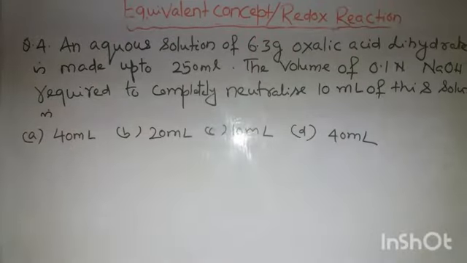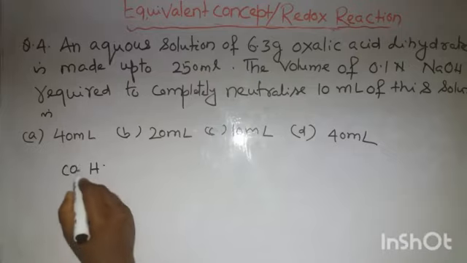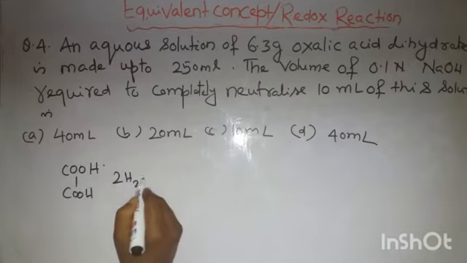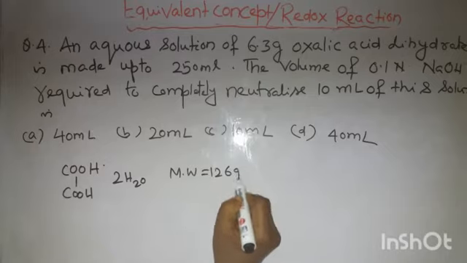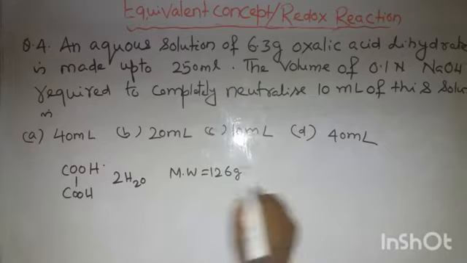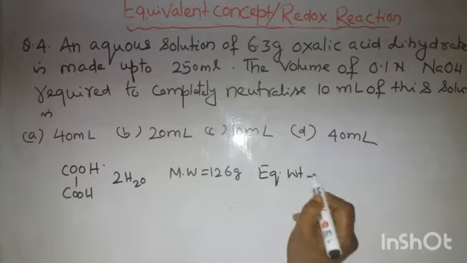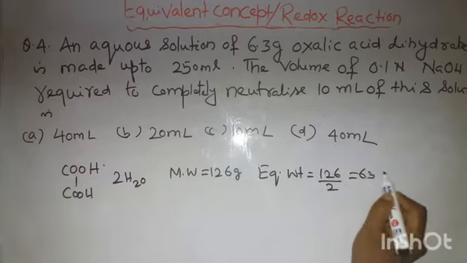Question number 4: an aqueous solution of 6.3 gram oxalic acid dihydrate. Mark the oxalic acid dihydrate. Oxalic acid is COOH-COOH, and dihydrate means 2H2O. The molecular weight will be 126 gram, and since it is a dibasic acid, the equivalent weight will be 63 gram. Clear?